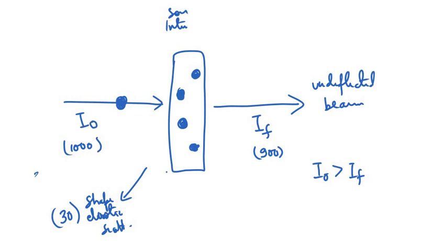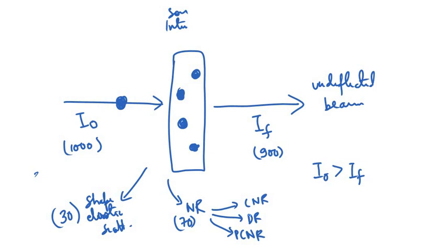And the rest, what will happen to them? The rest will be absorbed, and then there will be a nuclear reaction. It is around 70, and this nuclear reaction can be a compound nuclear reaction depending on the energy of the projectile and various other things as well. It can be a direct reaction, or it can be a pre-compound nuclear reaction. So CNR, compound nuclear reaction, direct reaction, pre-compound nuclear reaction. So when I am saying scattering, I mean shape elastic scattering, and by nuclear reaction, what I mean is basically your absorption, right?